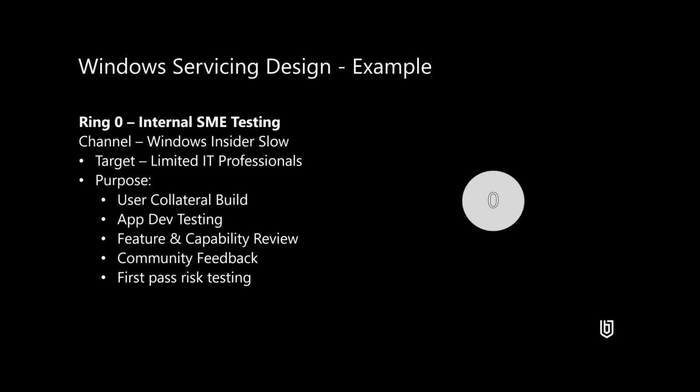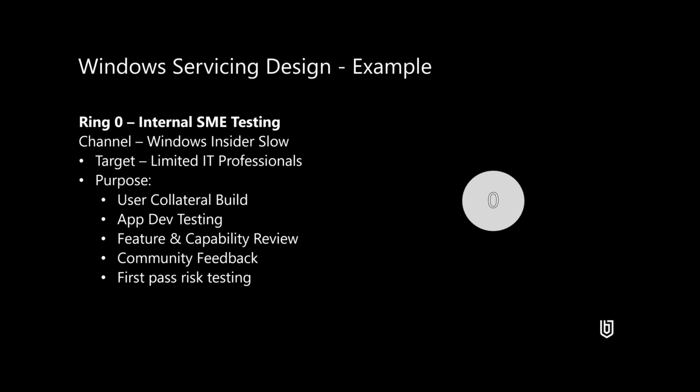So if we want to actually map that out to what it looks like, and this is what we do, we have a Ring 0, so that's your internal SME testing. It's using the Windows Insider Slow channel. The target is just a limited IT professional audience, maybe app devs, those types of communities. And as I mentioned before, you can use it for doing things like user collateral build, testing new features and capabilities. Also, it's your only opportunity as an organization to feed back into the product development community.